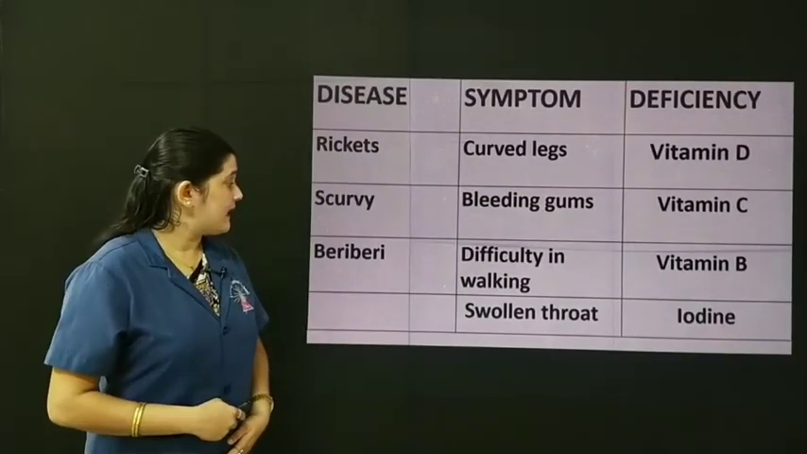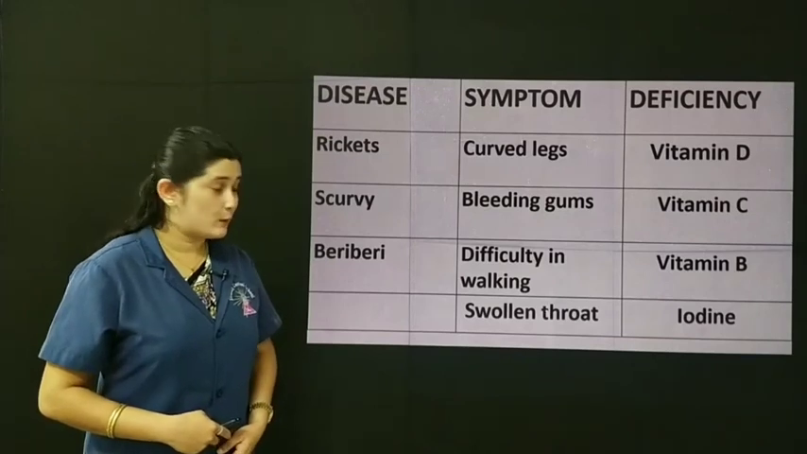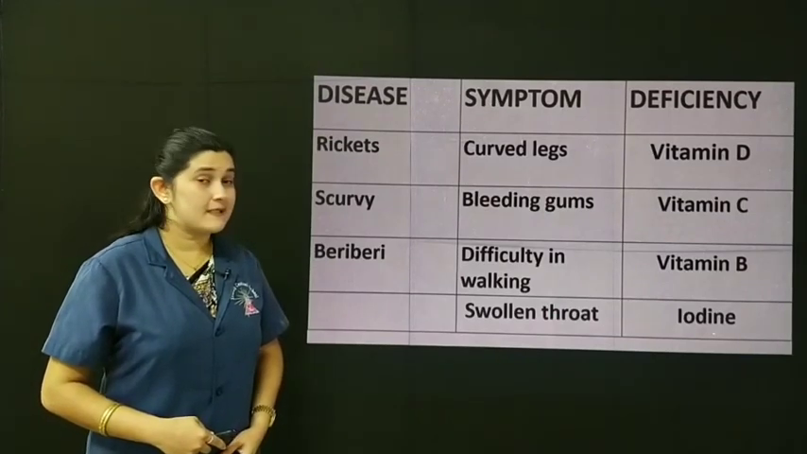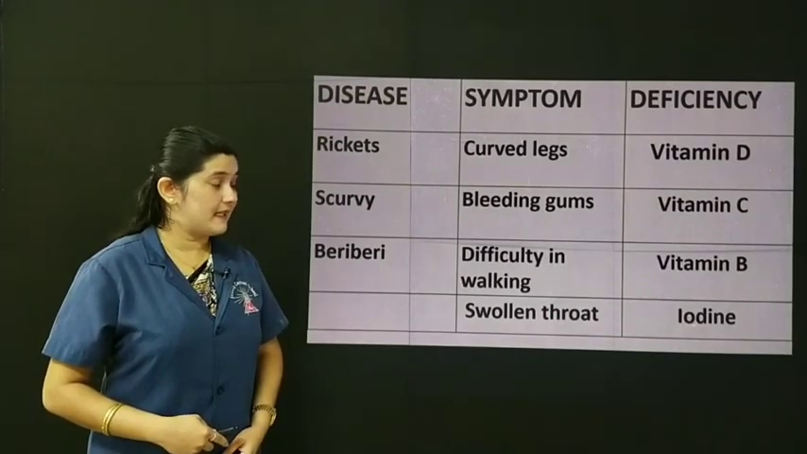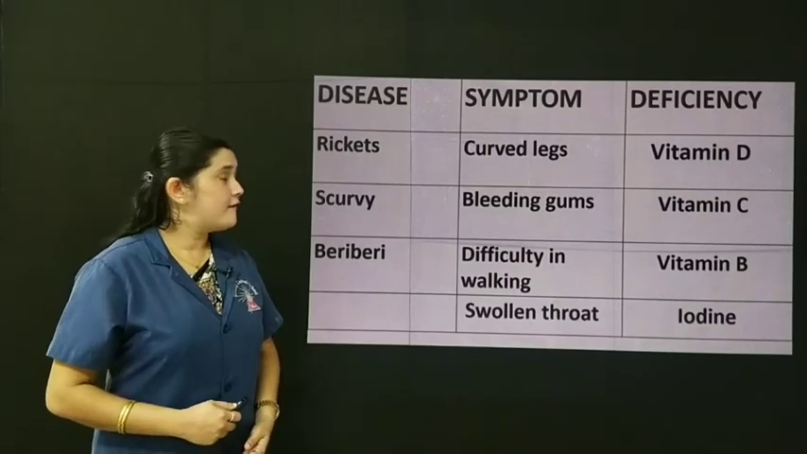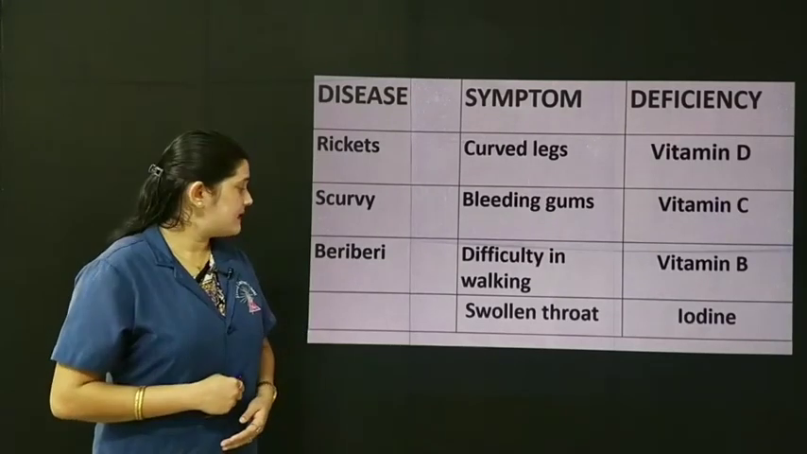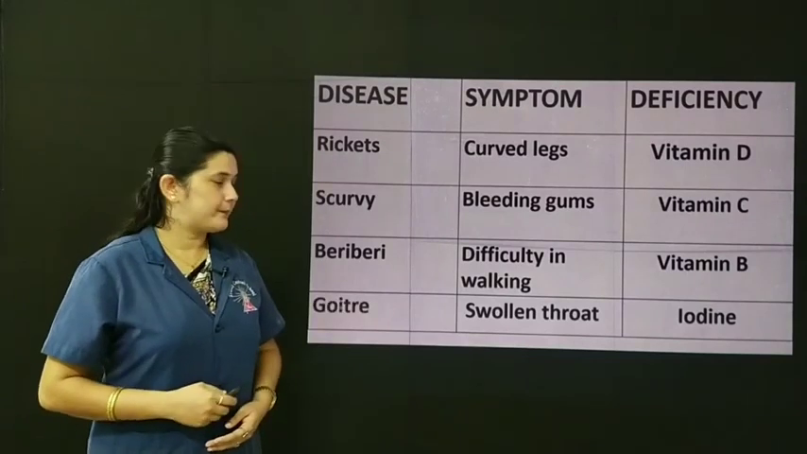Finally, the last one, the symptom is swollen throat. The deficiency is iodine. Which is the disease, children? It is goiter.